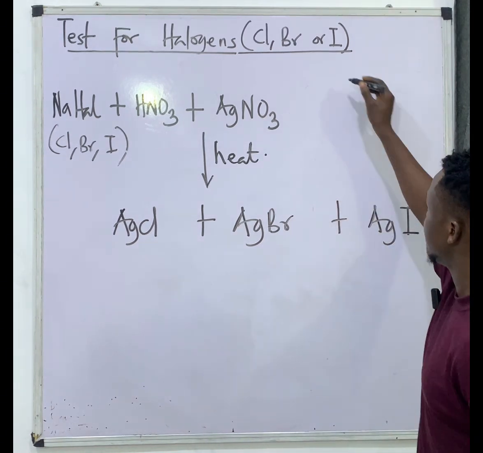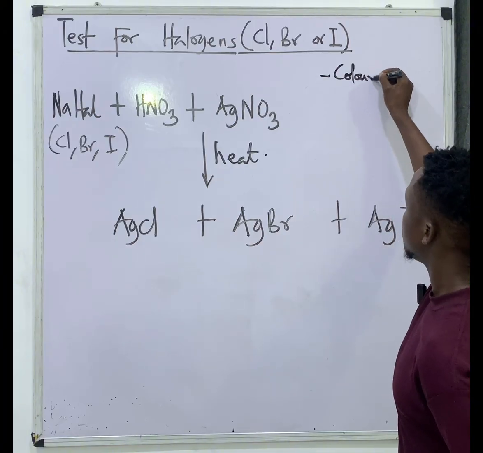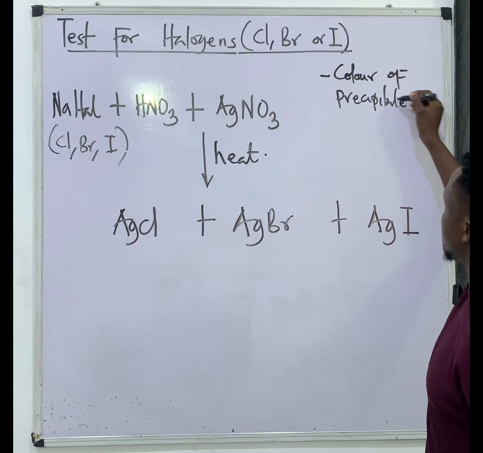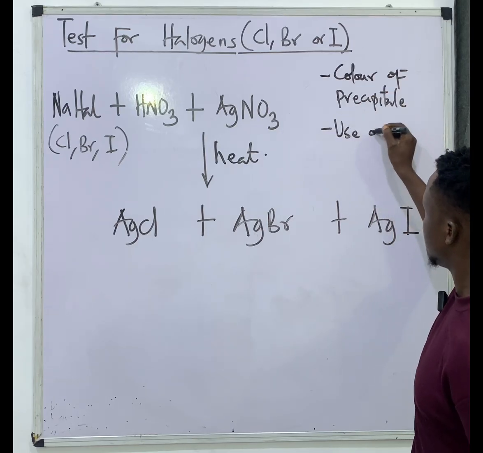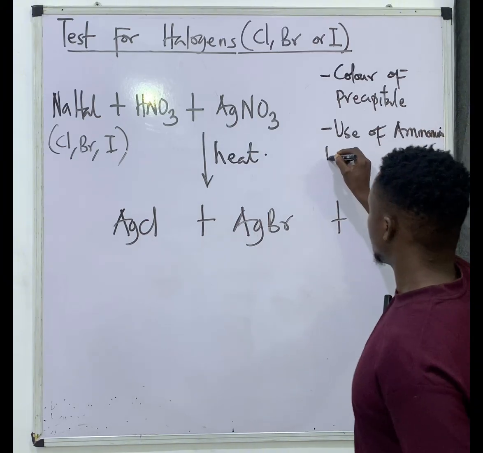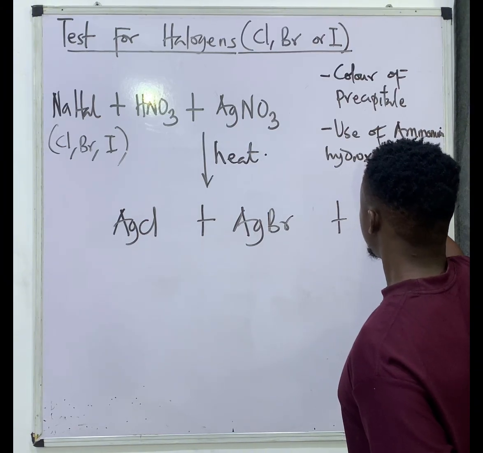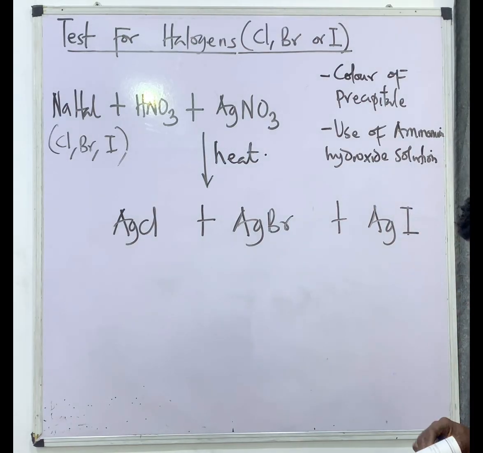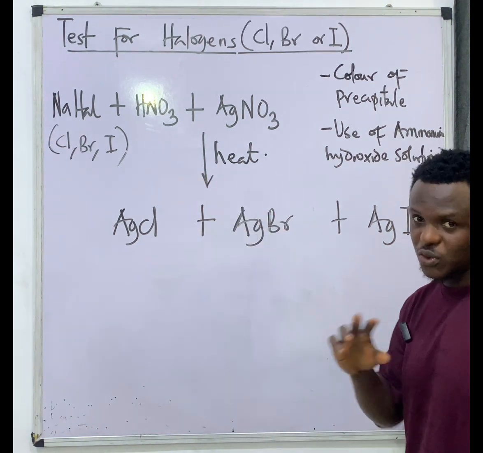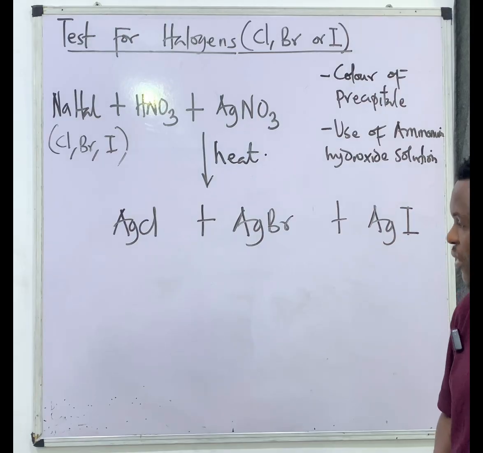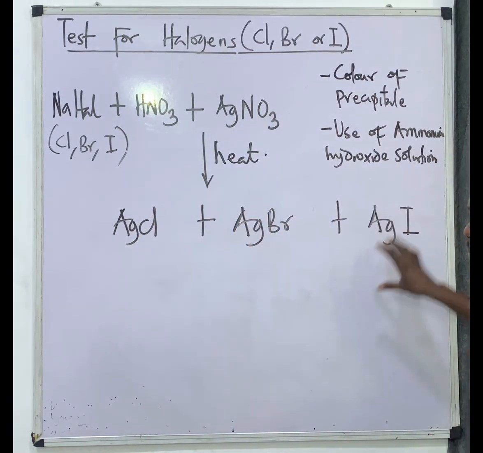The first one is the color of the precipitate. Number two is use of ammonium hydroxide solution. So for us to tell which of the halogens is present, two things are involved: the color of the precipitates and the use of ammonium hydroxide solution. Now remember, the three of them here are all precipitates.